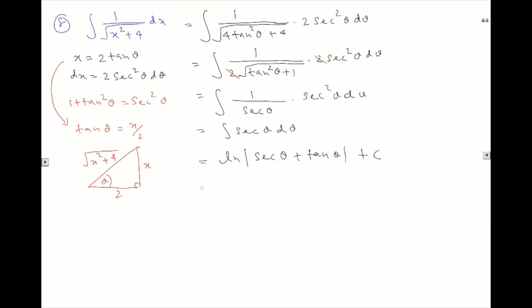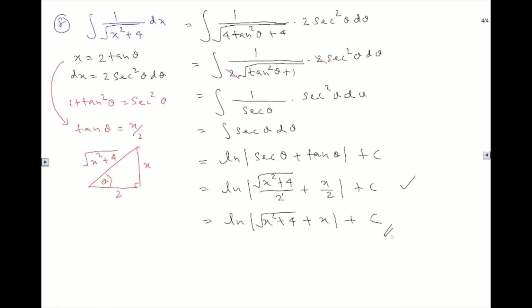So that means it's ln. According to this, secant is going to be hypotenuse over adjacent, and then plus tan is going to be x over 2. You can leave it like that, that's okay, but that's not the best answer. What we can do is pull the constant out. So if you pull the constant out, you get ln of the square root of x squared plus 4 plus x, and then you get c minus ln half, but this whole thing I'm just going to call c because it's just a constant. So that's the whole problem.